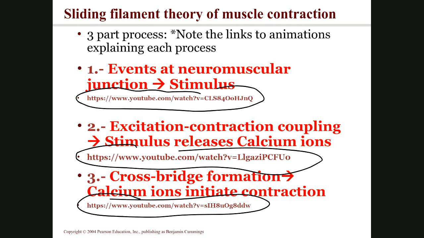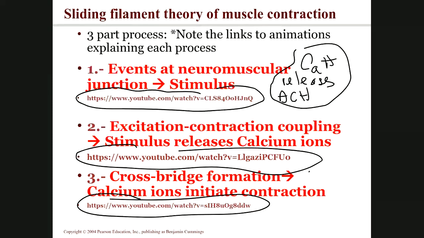It binds to troponin. Prior to that, in the events at the neuromuscular junction, calcium releases the neurotransmitter, ACh, acetylcholine. Calcium ion, this happens outside. This happens at the outside of the muscle cell, in the synapse, between the neuron and the muscle cell.